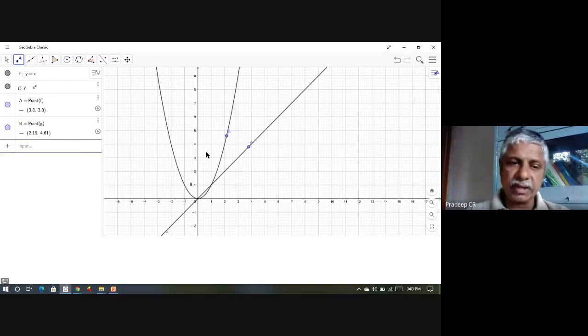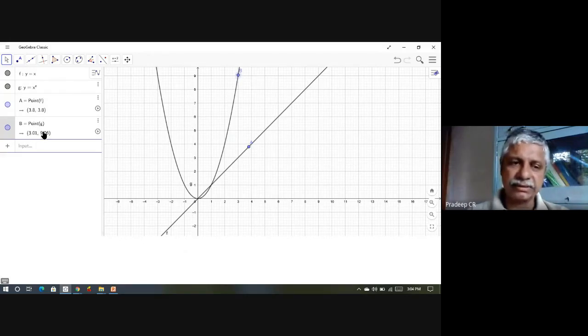This y equal to x square. Here, if I try to move this, you will see as I move b, its x coordinate is of course decreasing. See here, for example, when it's here, x coordinate is 3.99, nearly 3.